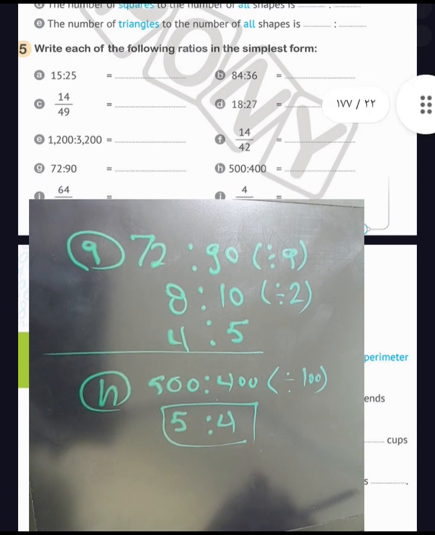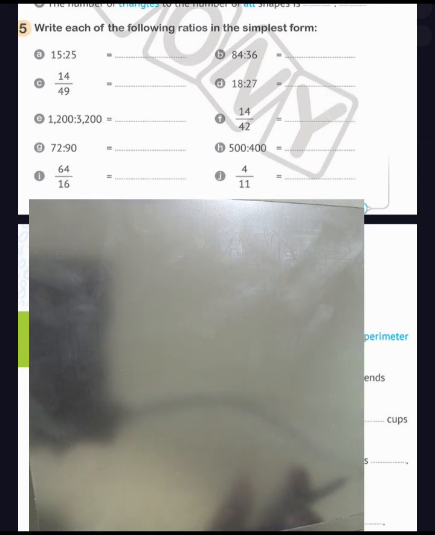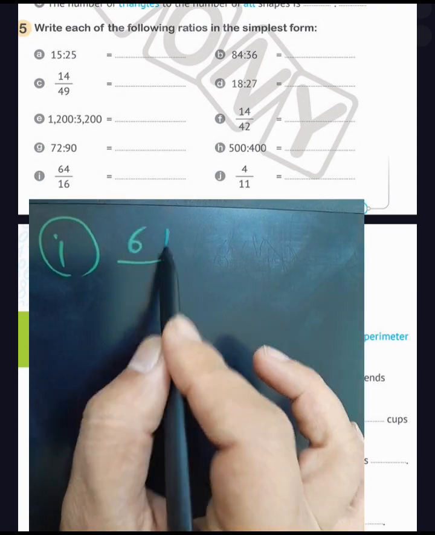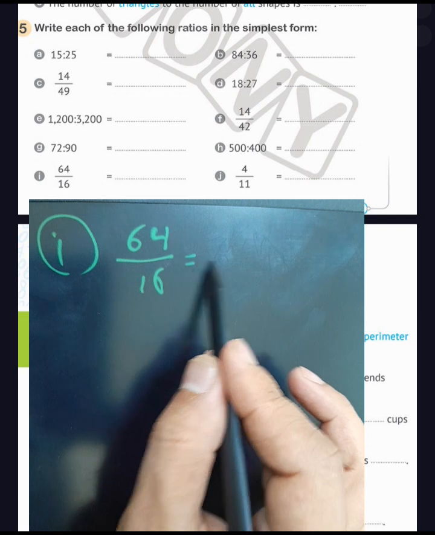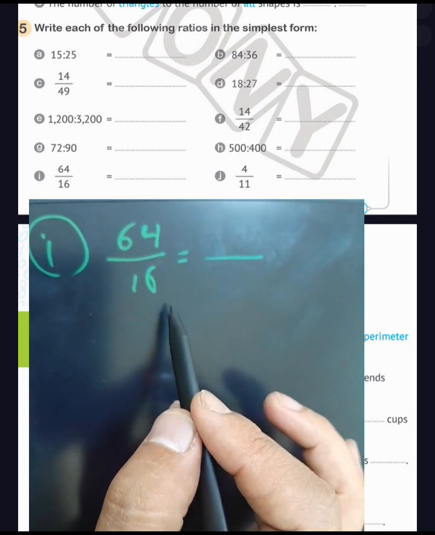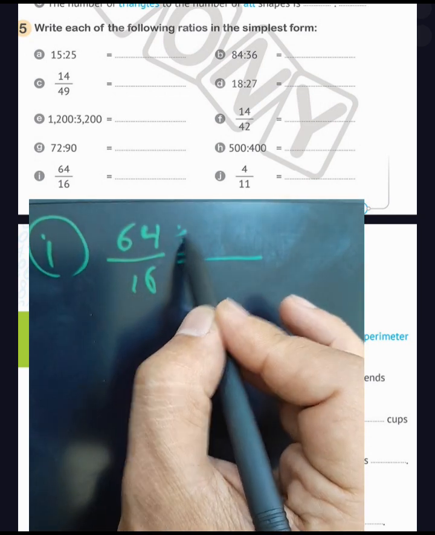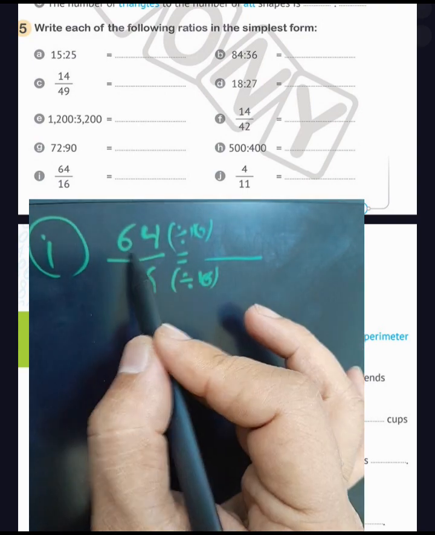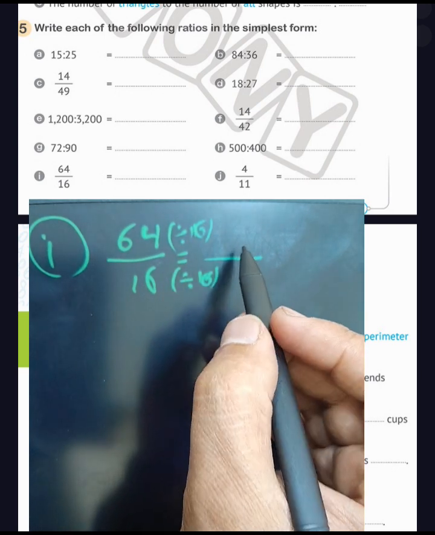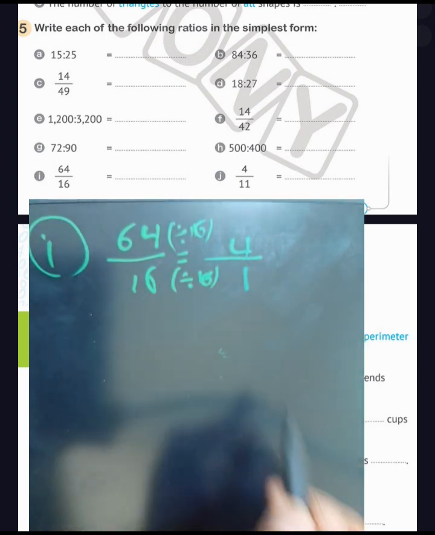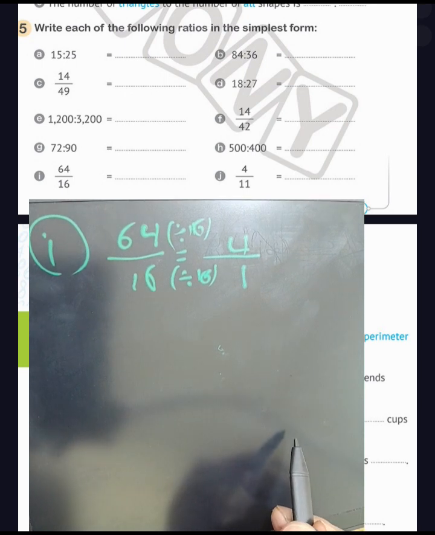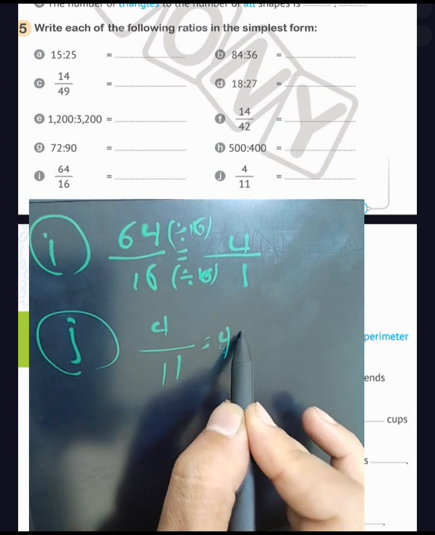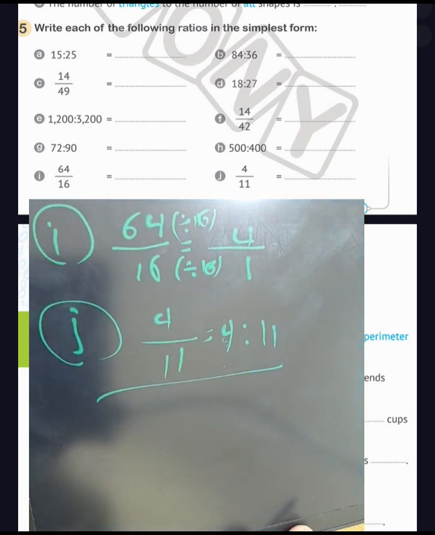Next example, question letter I. We want to find the ratio between 64 and 16. We can divide by 16, numerator and denominator. 64 divided by 16 equals 4, and 16 divided by 16 equals 1. So the ratio will be 4 to 1. Letter J. The ratio between 4 and 11 will be 4 to 11. This is the simplest result.